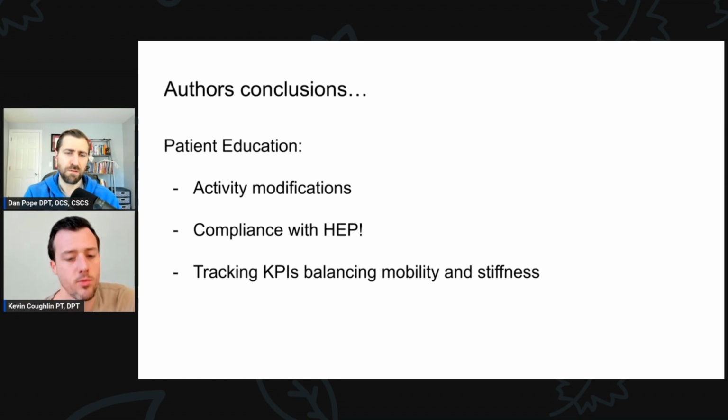So then on to the next one. Something that they spent some time talking about was the importance of patient education, right? So how do we modify activities early on? If we're trying to reduce the load on the repaired tendons, how do we teach the patient to do things differently so they don't re-tear? The other big thing is talking about compliance with the home exercise program.